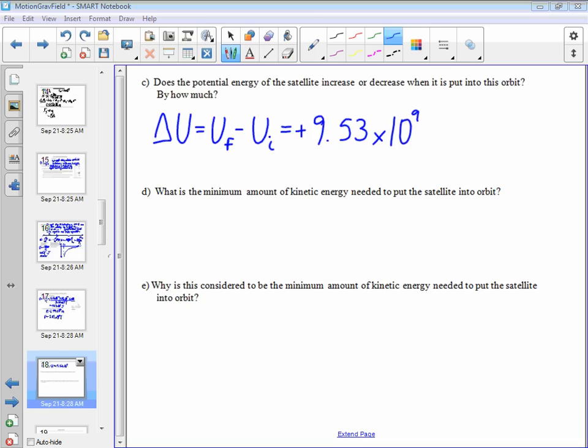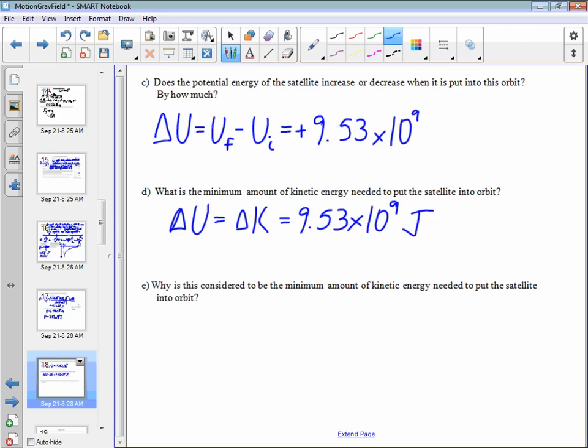So the next question here is, what is the amount of kinetic energy needed to put the satellite into orbit? The amount of kinetic energy needed is the change in energy of the system, the change in potential energy. So our change in gravitational potential is going to have to be equal to whatever kinetic energy we put into it, change in K, and this would be equal to this number of joules. Why is this considered to be the minimum amount of kinetic energy needed to put the satellite into orbit? Well, conservation of energy. The kinetic energy has to go somewhere and it's being put into the gravity.